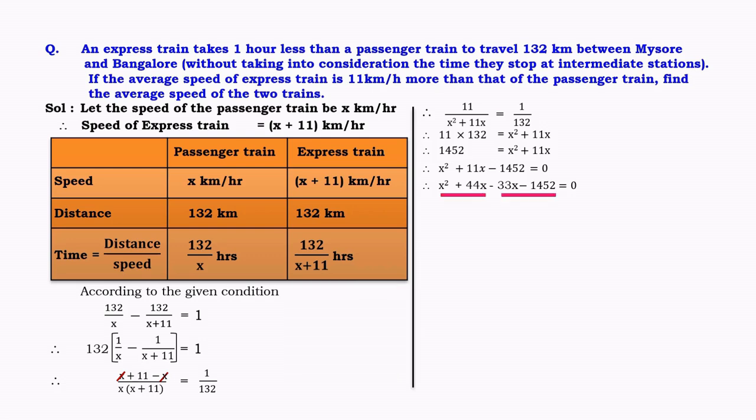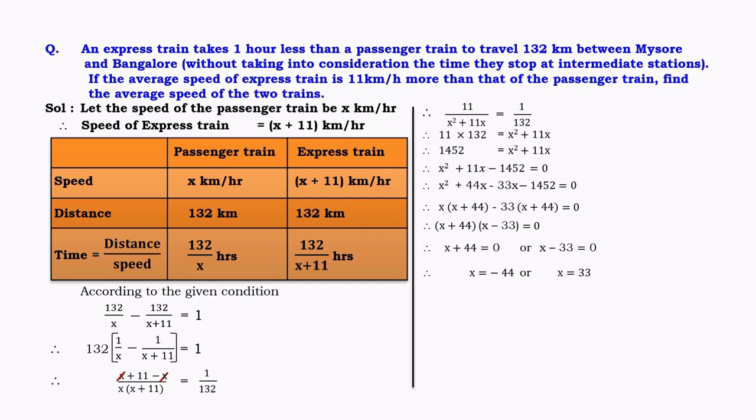Now, factor by grouping. Taking x common from the first two terms and minus 33 common from the last two terms, we get x multiplied by x plus 44 minus 33 multiplied by x plus 44 is equal to 0. Taking x plus 44 as the common factor gives x plus 44 multiplied by x minus 33 is equal to 0. Now, equate each factor to 0. x plus 44 equals 0, giving x equals minus 44. Or x minus 33 equals 0, giving x equals 33.